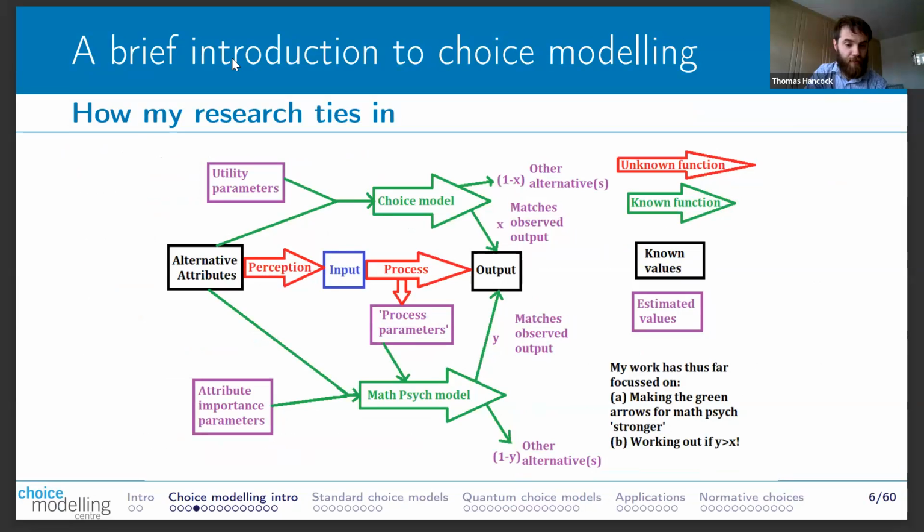And our current idea really here is that if you better understand the decision-making process, then you're going to have more inputs into your model. And that means that the mathematical psychology model may be better than the sort of standard choice model. And this is where the quantum choice model comes in.